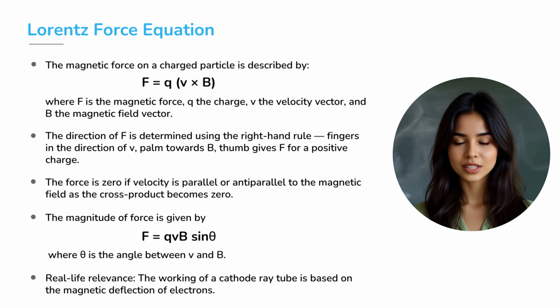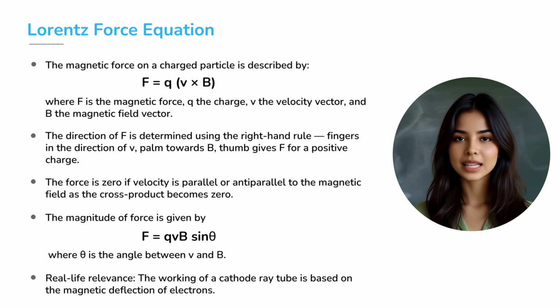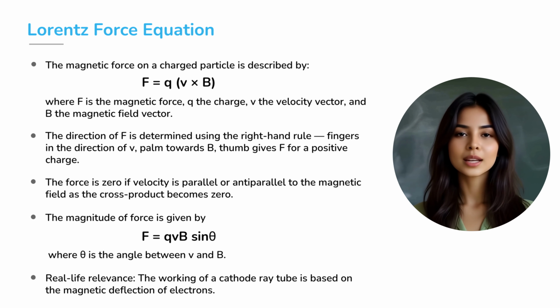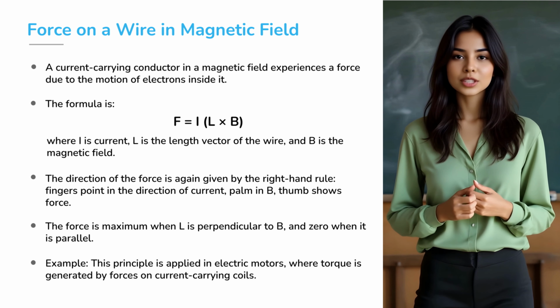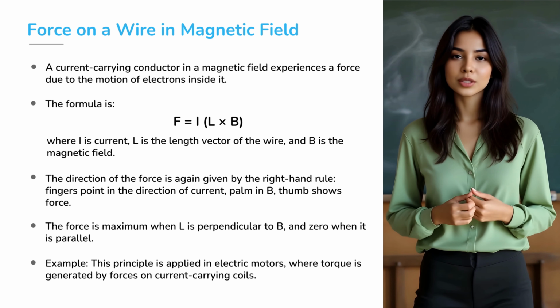Now, if the velocity is parallel to the field, no force acts. Why? Because the sine of 0 degrees is 0. The magnitude of the force is given by F equals qvB sine theta, where theta is the angle between velocity and magnetic field. In practical applications, like in a cathode ray oscilloscope, this force is used to deflect the electron beam precisely. Let's now shift gears from a single charge to a stream of charges, that is, electric current.